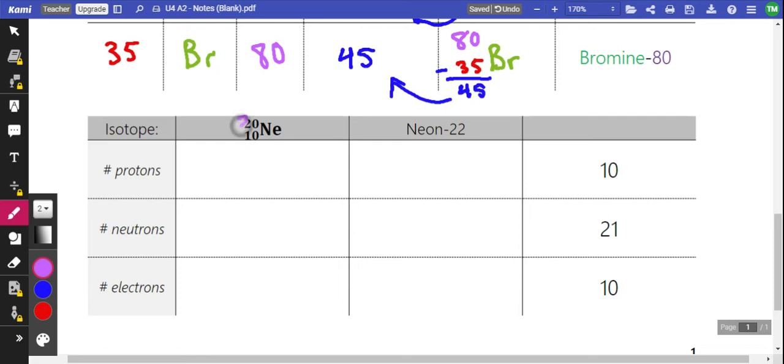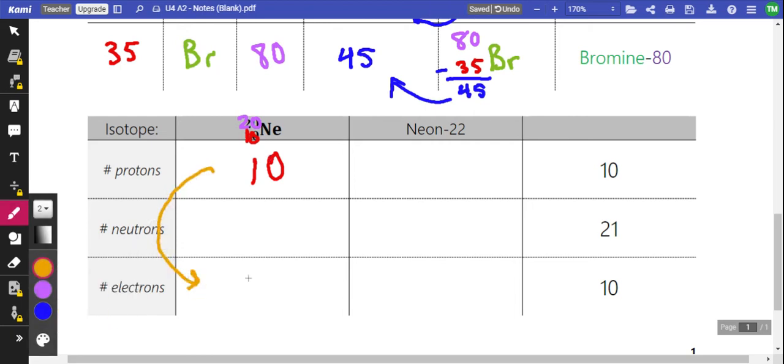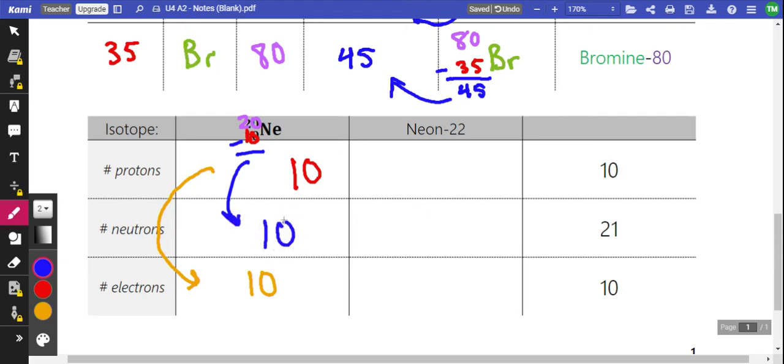In this case, we've got a mass number of 20 and an atomic number of 10 for this isotope of neon. That atomic number of 10 means I've got 10 protons. I don't even need to check the periodic table for that one because it's right there for me. That means I've got to have 10 electrons to match those 10 protons. To figure out the number of neutrons, I've just got to subtract. 20 minus 10 is going to leave me with 10 neutrons. That's kind of nice, they all match, but it doesn't happen like that all the time.